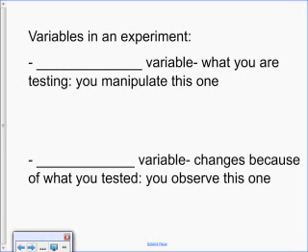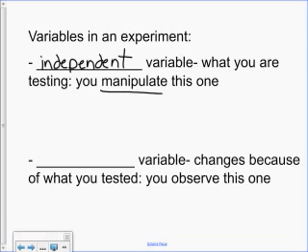Now, in an experiment, there's going to be 2 different variables that you're going to look at. One is the independent variable. This is the variable that you are testing. That one thing that you're focusing on to see if it's causing your observation or not. And this is the one that you manipulate. You actually change this one. This is what you're going to set at different levels and things like that.